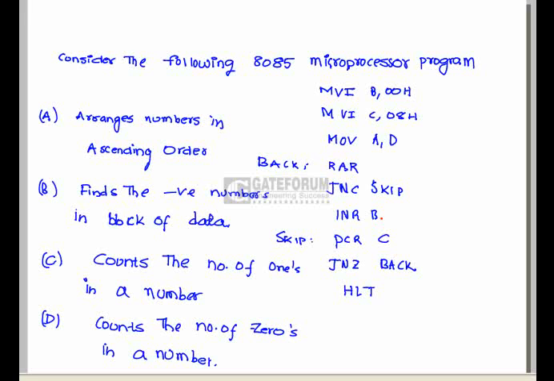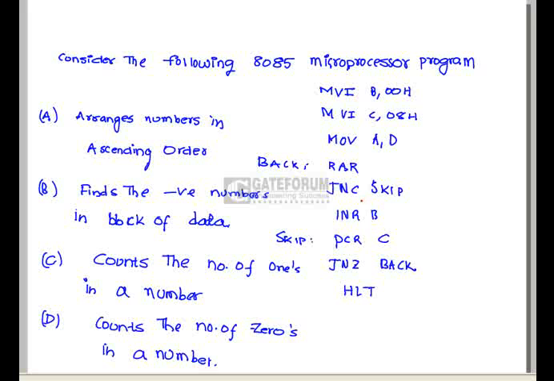Question is, consider the following 8085 microprocessor program. Here we are loading B register with 00H whereas C register with 08H. We are moving the data, which is unknown to us, from the D register to the A register. Then we are rotating the contents of the accumulator through carry, meaning the MSB of the accumulator register is placed in the carry flag.